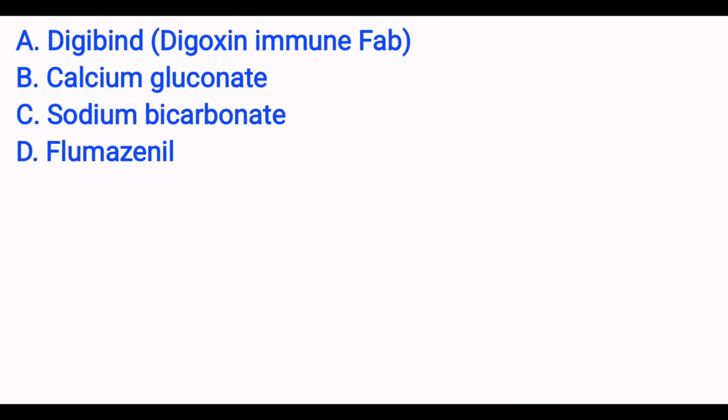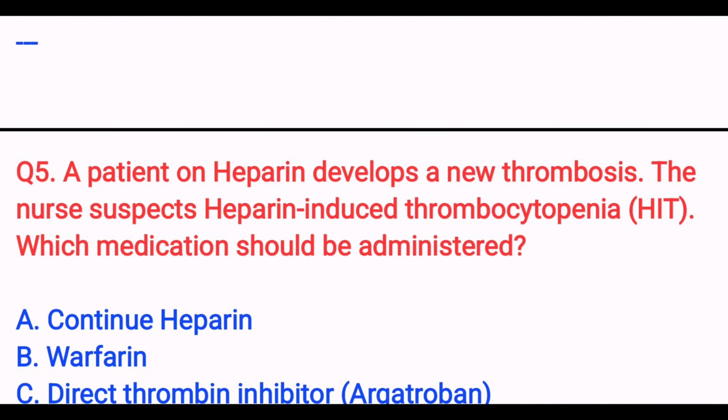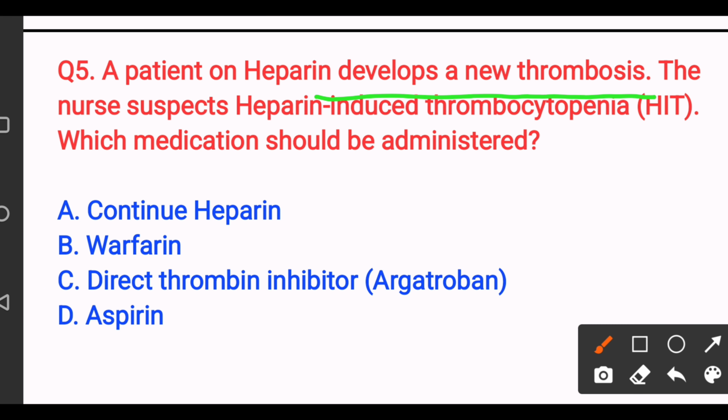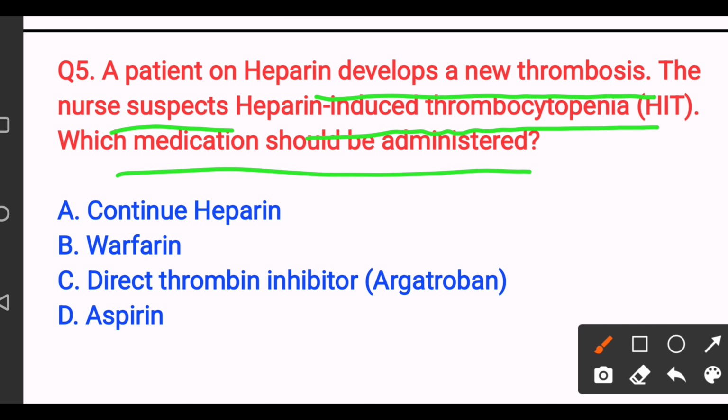Next, a patient on heparin develops a new thrombosis. The nurse suspects heparin-induced thrombocytopenia. Which medication should be administered? Option A continue heparin. Option B warfarin. Option C direct thrombin inhibitor. Option D aspirin. The answer is option C.